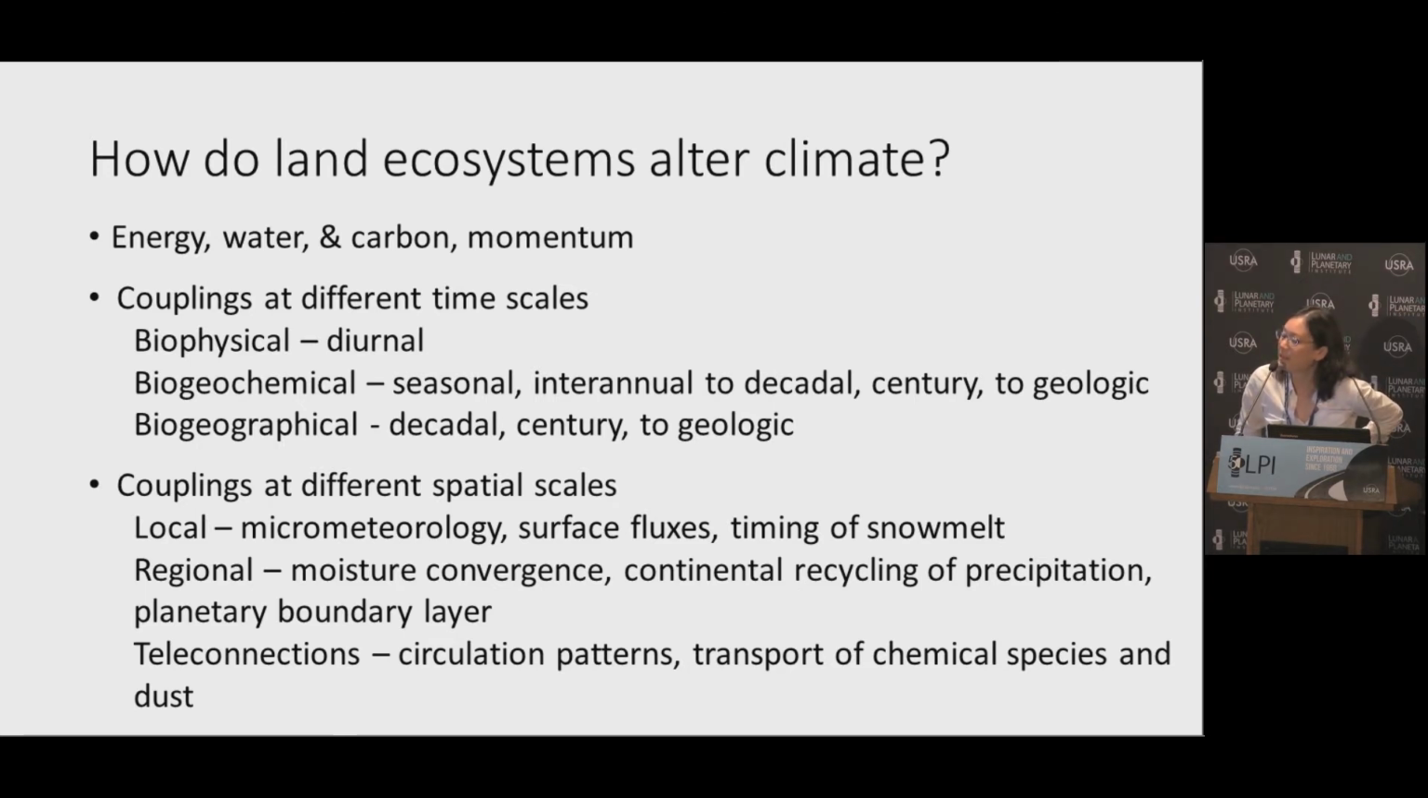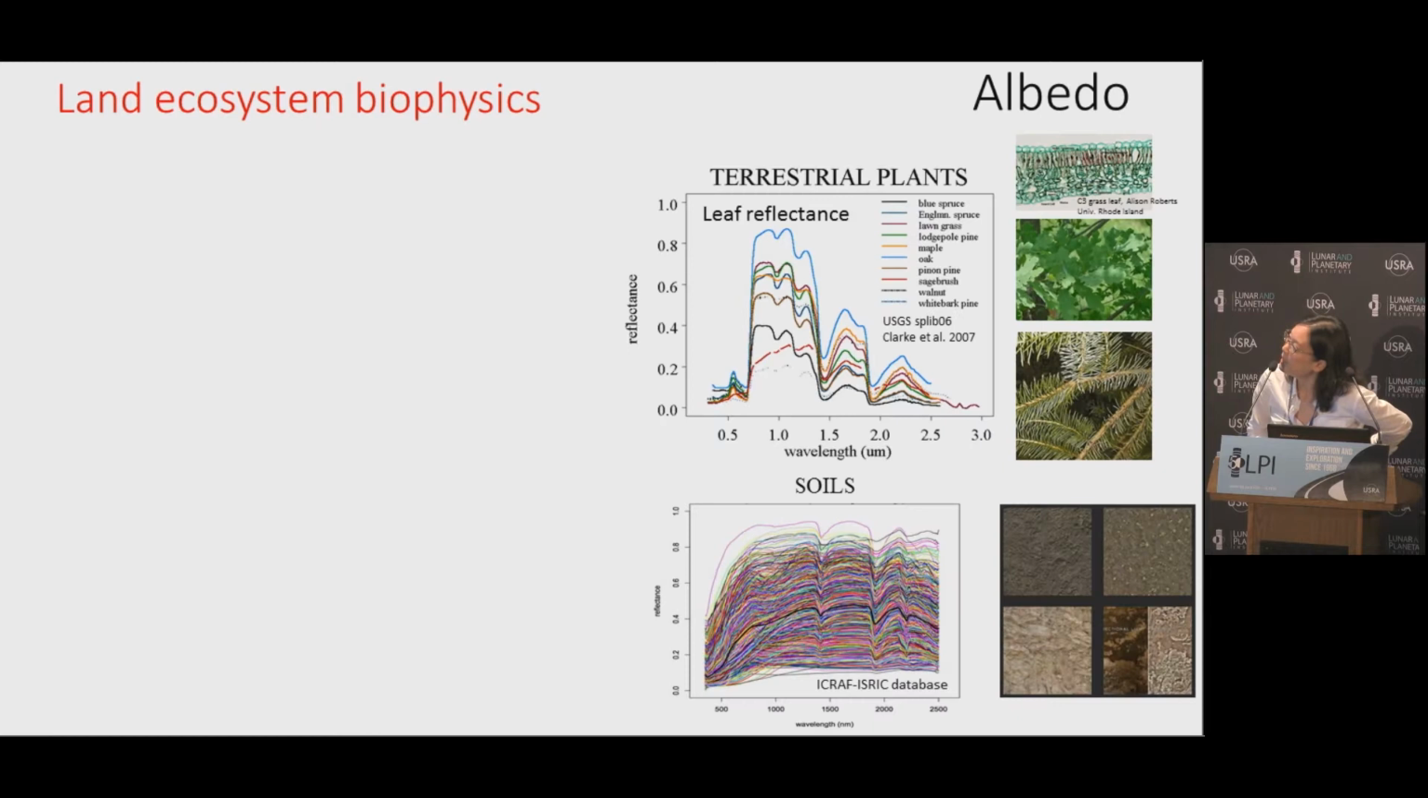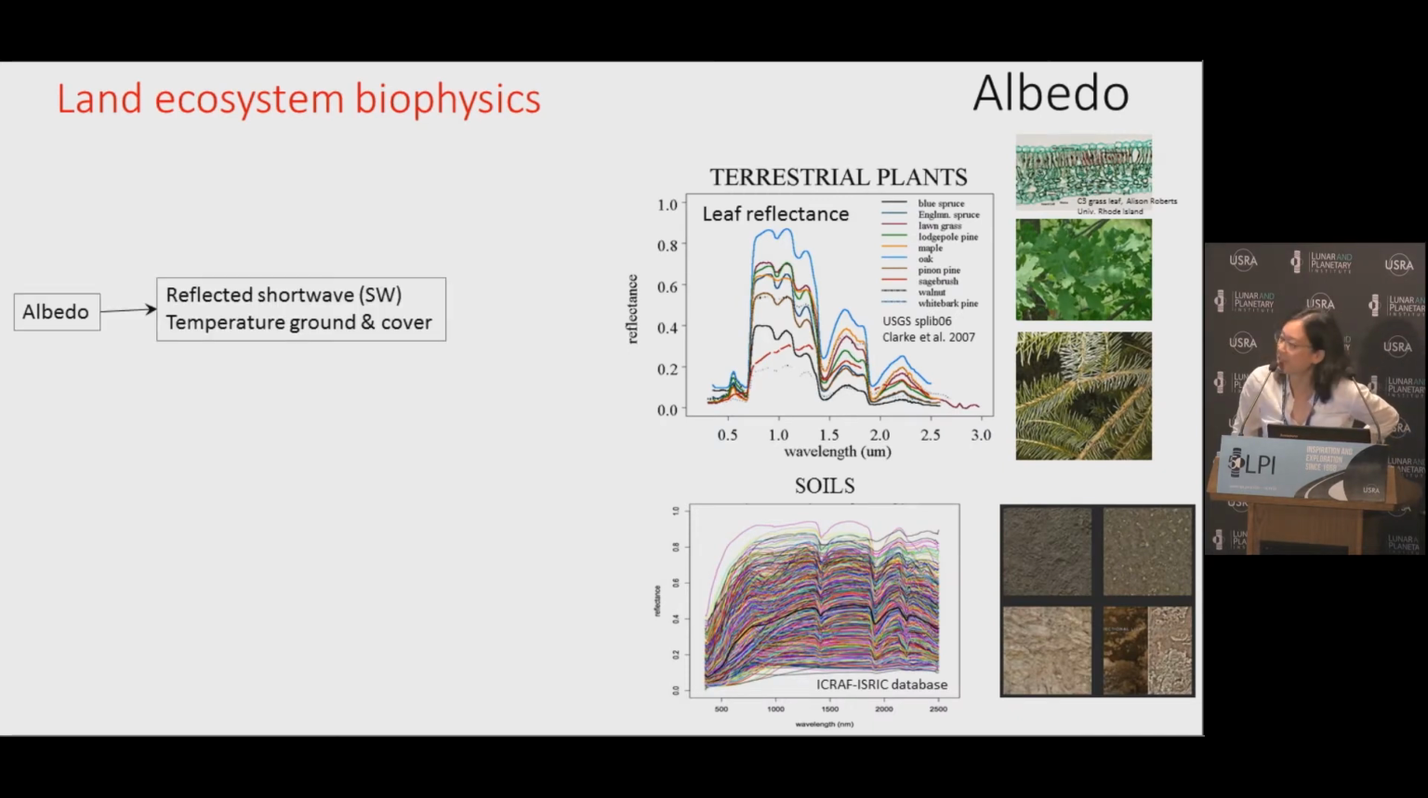Very critical to that is our seasonality and interannual to decadal timescales, which are harder to pin down in terms of predicting dynamics. Also, these processes operate at different spatial scales, local meteorological to regional, and teleconnections. So the major impact of the ecosystems, of course, is on the albedo of the land surface. So we get reflected shortwave radiation, which affects the temperature.